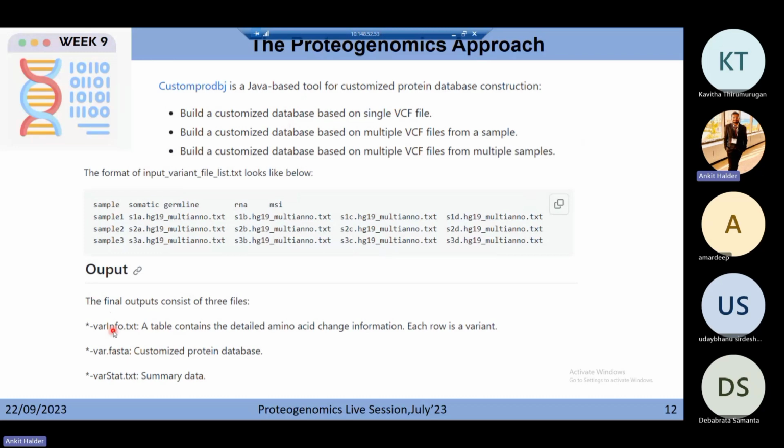This summary information is also important, but we can get it when we are annotating our variants using ANNOVAR; we can generate and identify all those variations. But the var.fasta will help us to get the protein database, or the protein sequences.